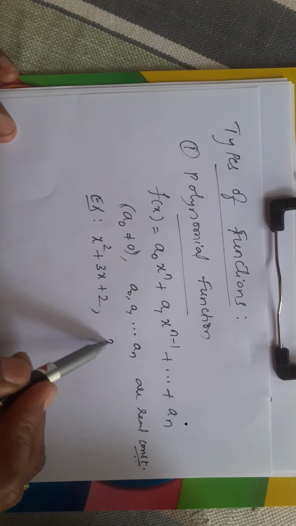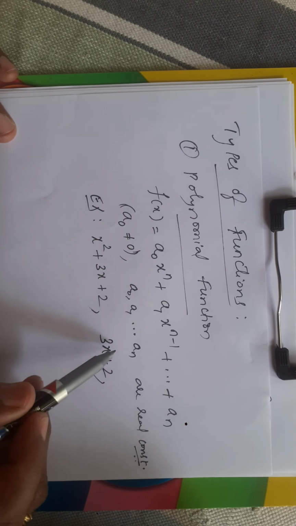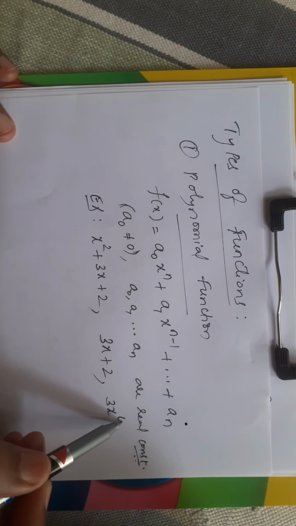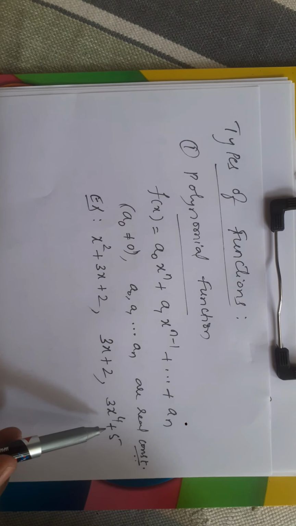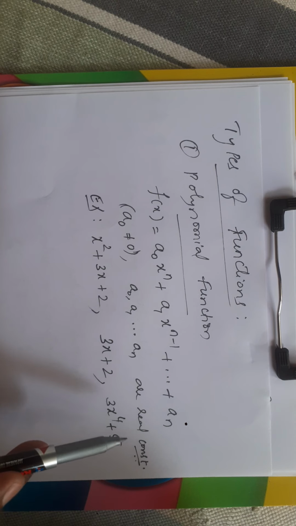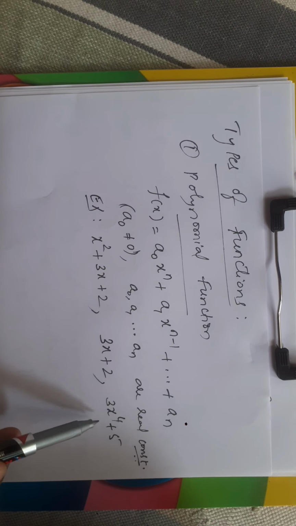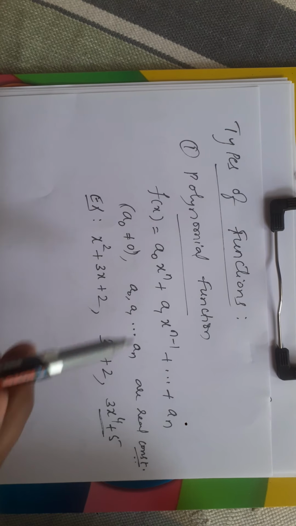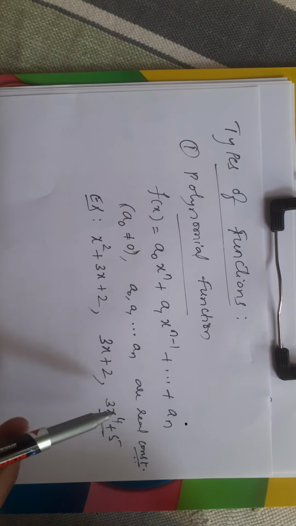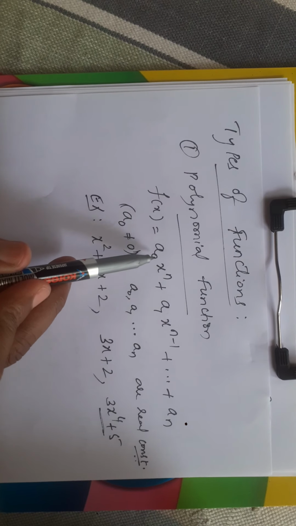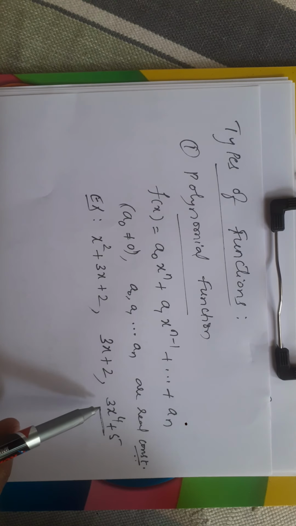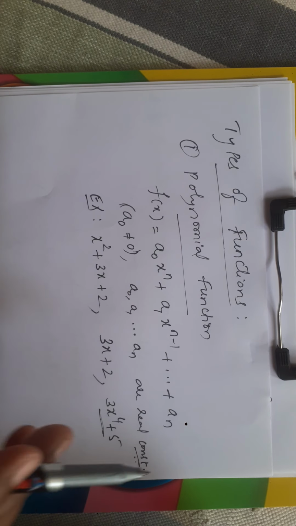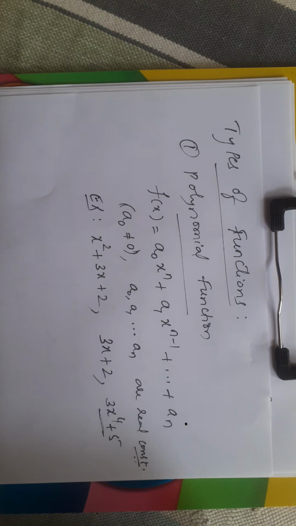Got it? These are the examples. If I write just 3x plus 2, it is also a polynomial of degree 1. If I write 3x power 4 plus 5, it is also a polynomial. Degree 4 it is. So we are thinking of the highest degree only. Degree 3 is not there, degree 2 is not there, degree 1 is not there, only degree 4 and a constant, and it can still be considered a polynomial because the highest degree is there. Here the highest degree coefficient, the coefficient of degree 4, is 3, which is not equal to 0. Therefore, it is a polynomial of degree 4. Got it? So this is a clear idea of polynomial function.